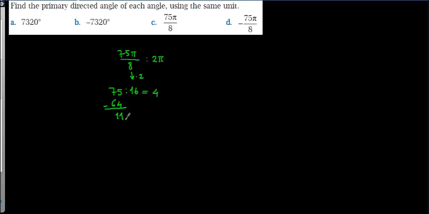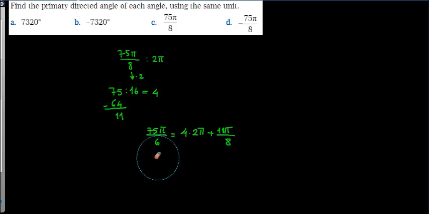Yes, how to write this 11 as a result? We are going to do it like this. 75 pi over 8 is equal to 4 times 2 pi, plus the remainder 11 pi over 8. It must be 11 pi over 8.